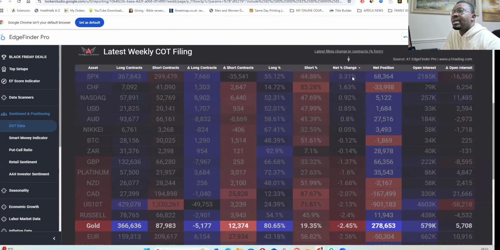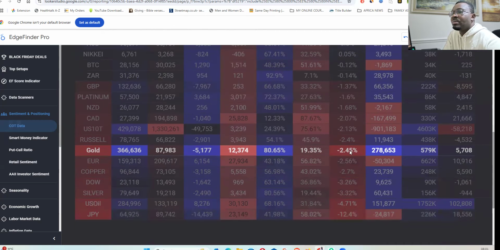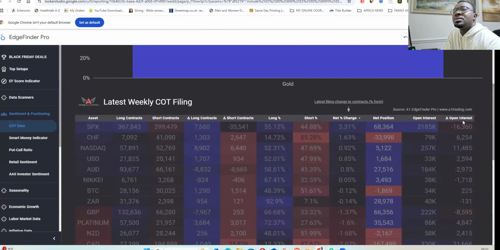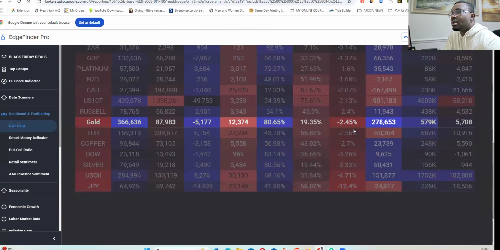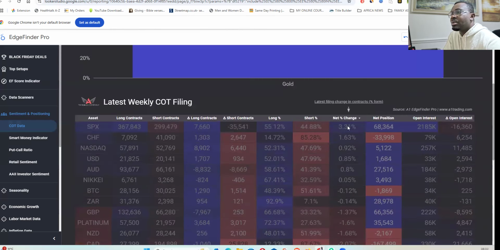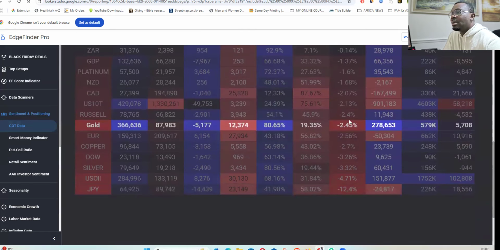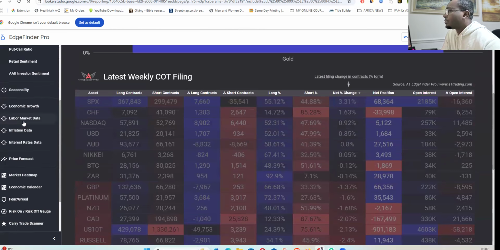Also, if you check the net change in position, we can see that this area here is the open interest of both. So we can see that the net position is bullish. Overall, we are still strong in bullish. Of course, there's a minor drop that happened, like we're seeing on the chart.